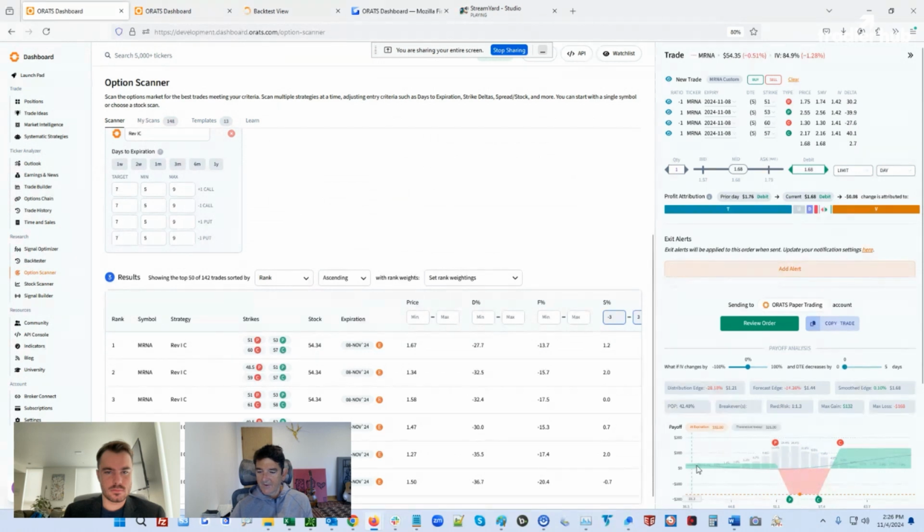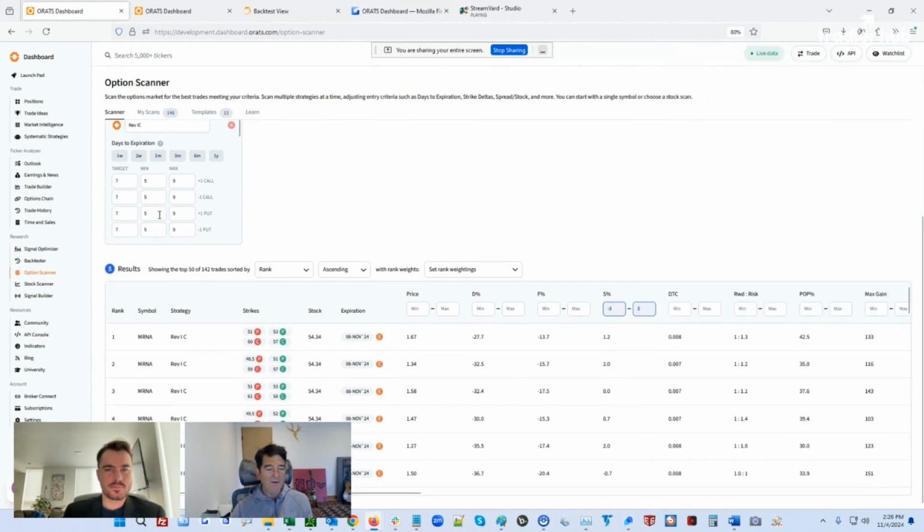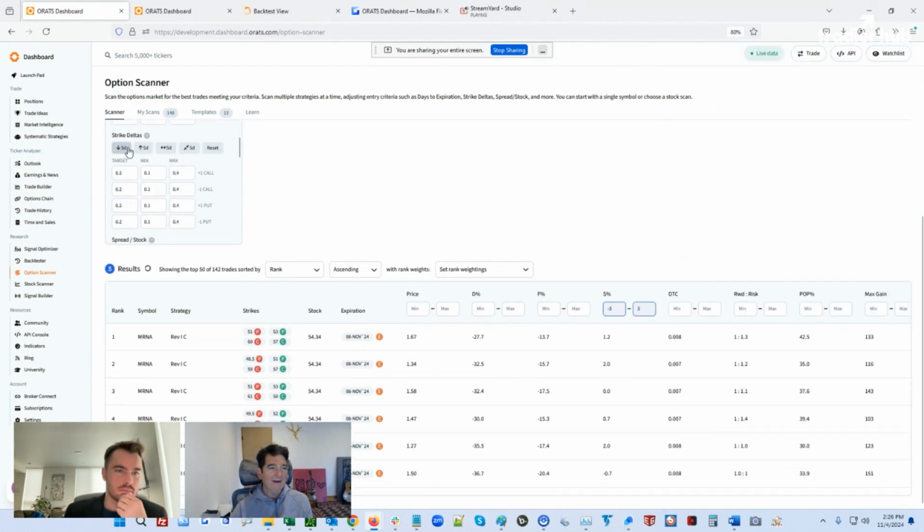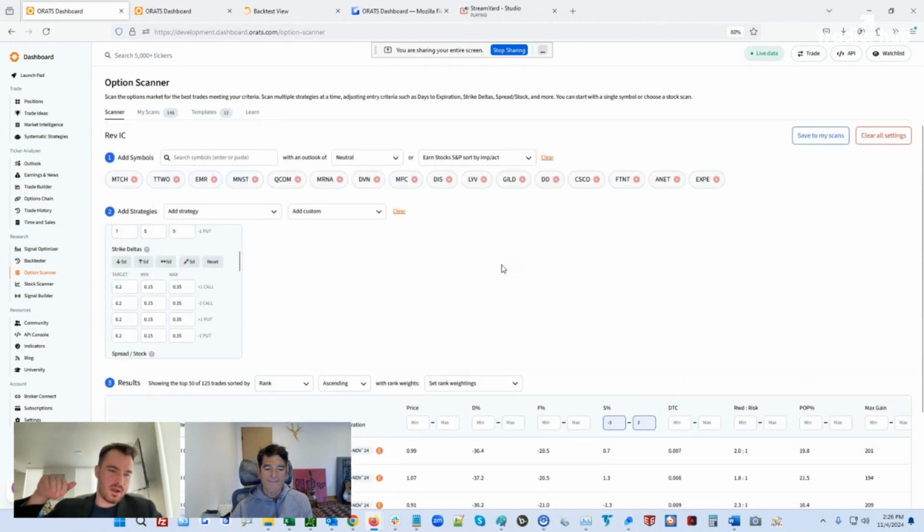That looks a little funky. That looks like you still... looks okay. Oh, you know what I wanted to do, Tyler? I wanted to spread out, move the deltas down a bit. I love how you could just do this so quickly. Yeah, and if you wanted to make that condor more balanced, you would adjust the strike widths down below.